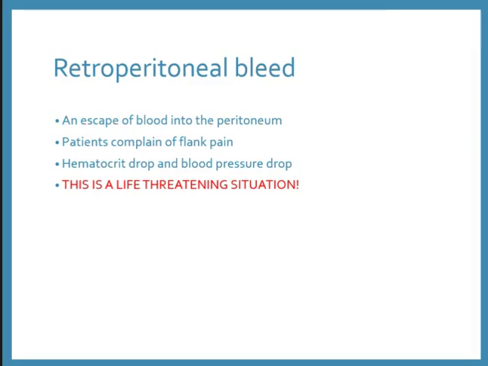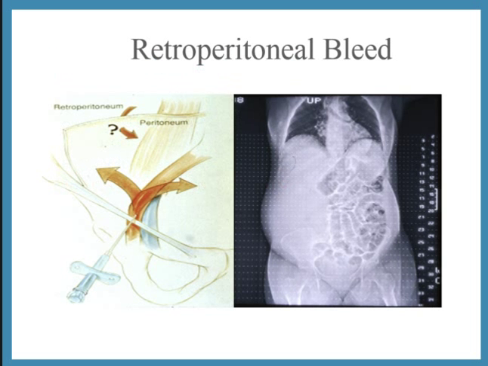Usually the hematocrit drops, and then you'll see a blood pressure drop. Retroperitoneal bleed is a life-threatening situation. And right over here, you can see why it's a life-threatening situation. This is a retroperitoneal bleed. This is a portion of bowel that should be where that bleed is, but all of that blood that has accumulated in that patient's belly has pushed it over. They can have bowel infarction or bowel ischemia as a result of this retroperitoneal bleed.